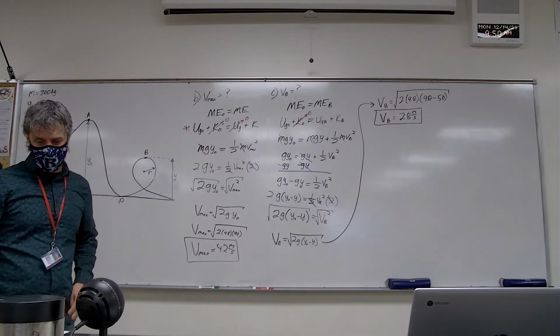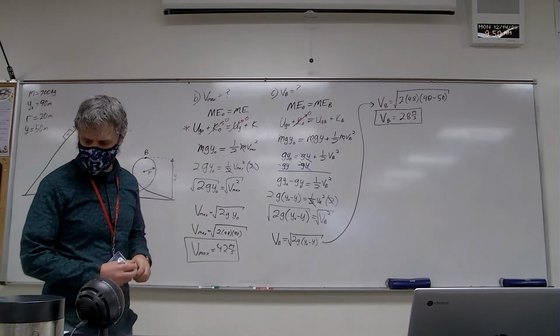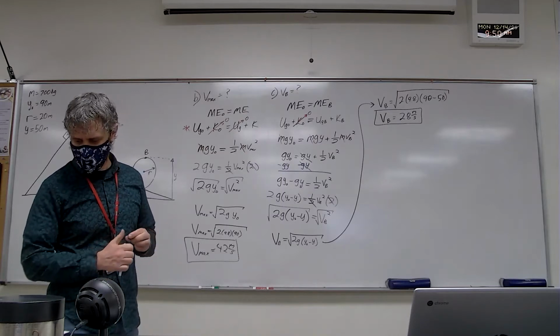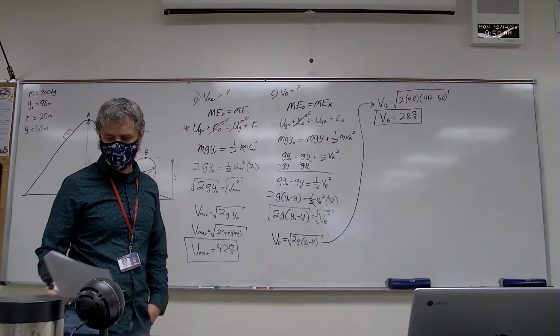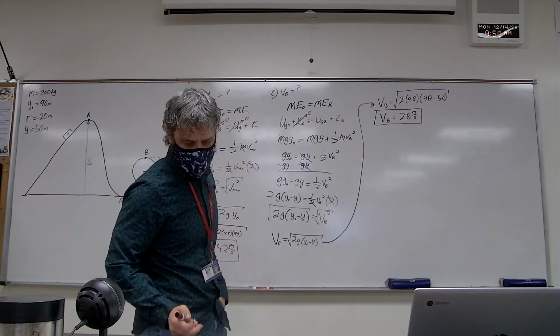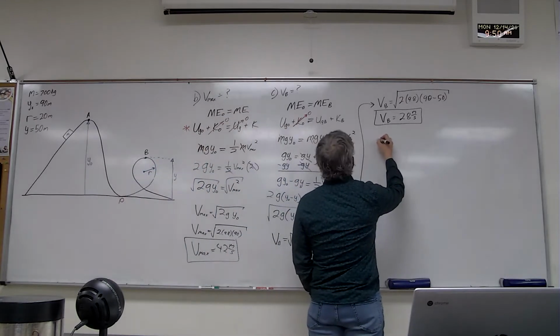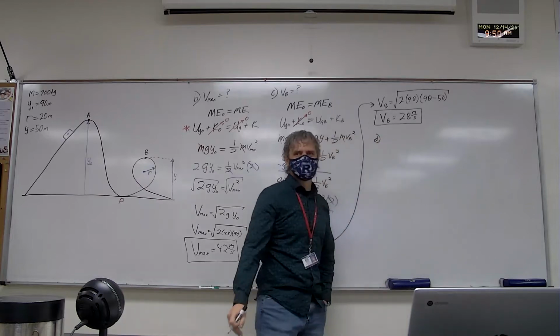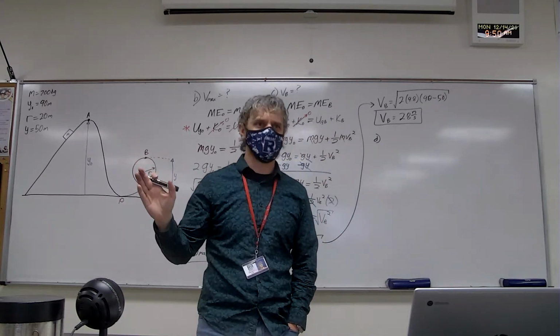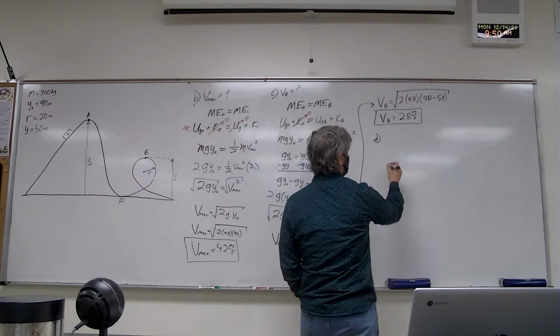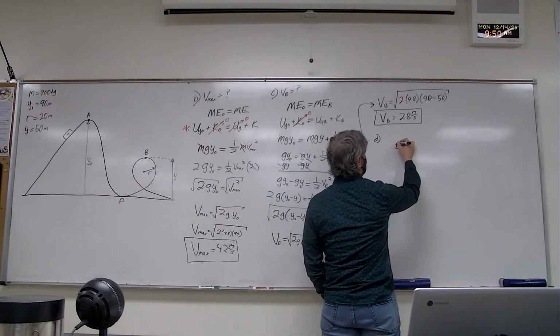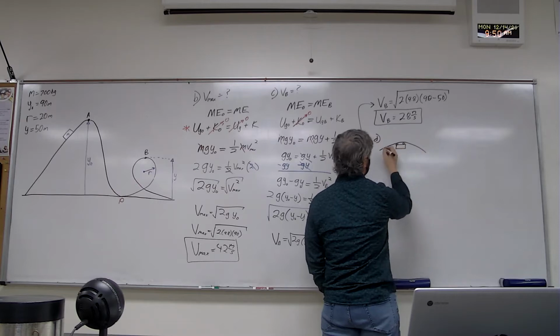Now this next problem. On the figure of the car below, draw and label vectors to represent the forces acting on the car when it's upside down at point B. Anytime you see something that says draw vectors that indicate forces, that's a free body diagram, right? Free body diagram. So here's my car. It is upside down at that point. So I'm going to draw the circular track.